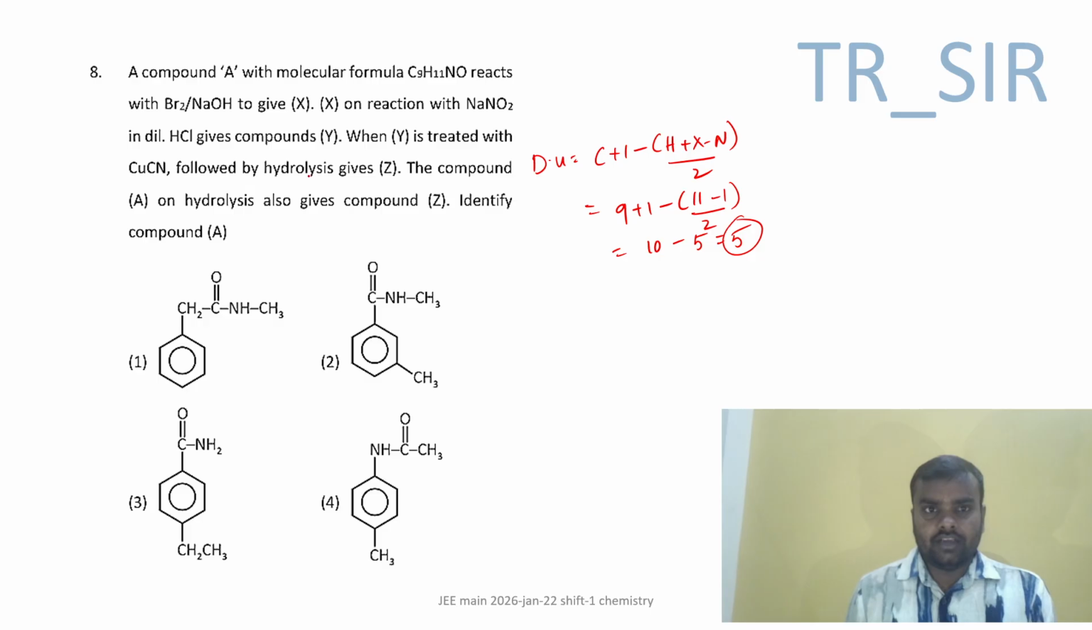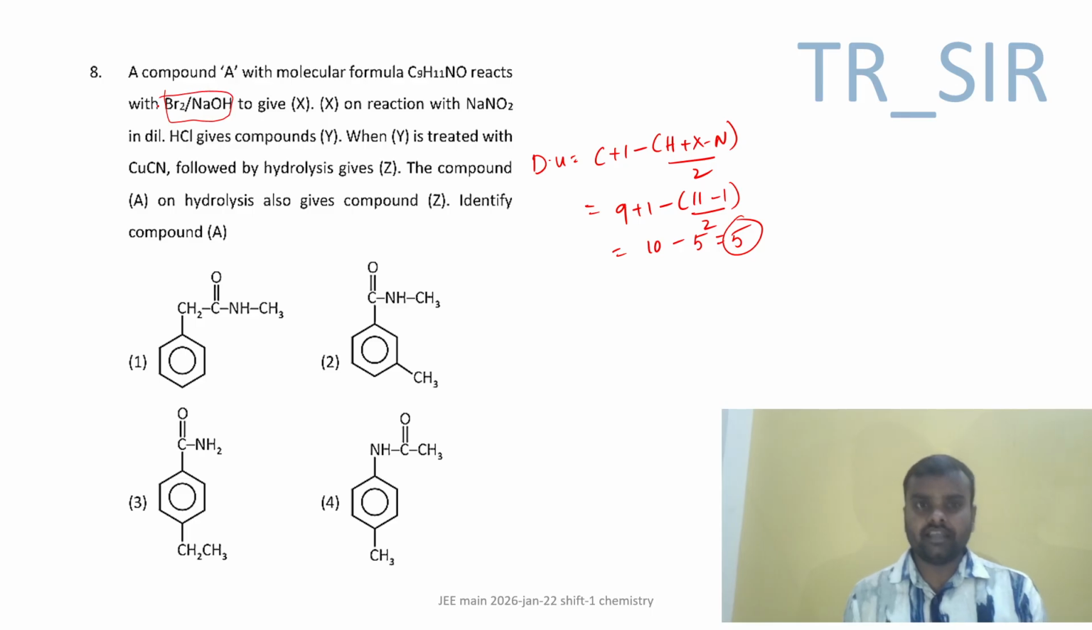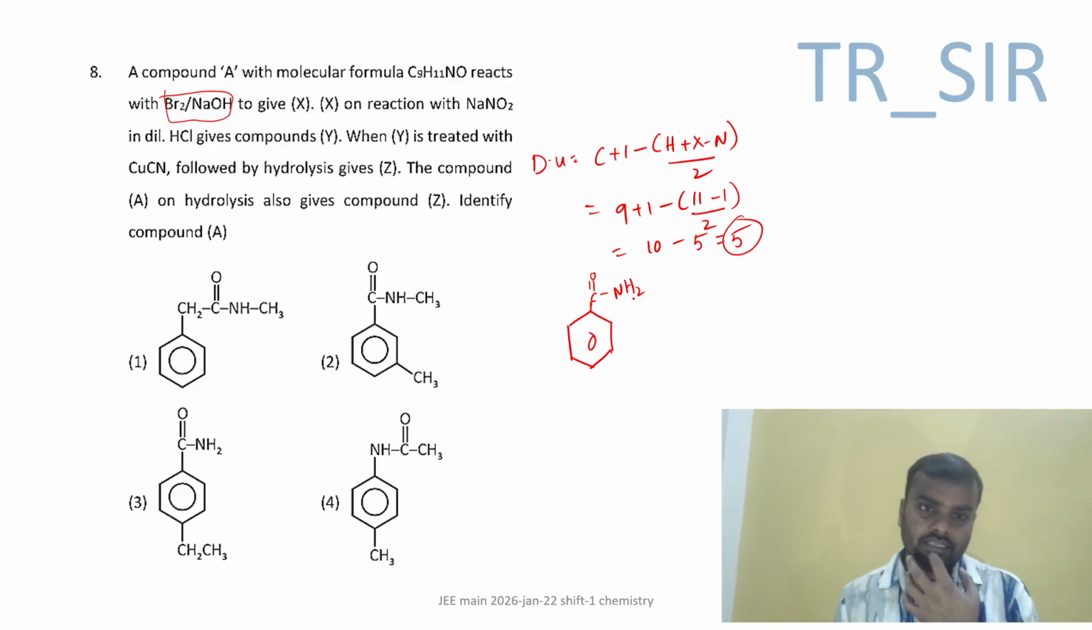Okay. A compound is treated with Br2/NaOH. This is what happened: Hofmann bromamide degradation. It will give you X. See, if it is giving those kind of reagent, that means it has to have an amide structure only, no? It has to have an amide structure, C double bond O, it has to be like this, right? This kind of case only can get the Hofmann bromamide degradation.